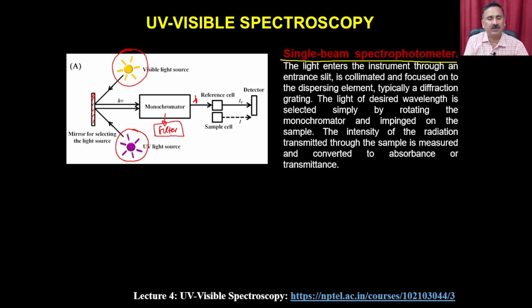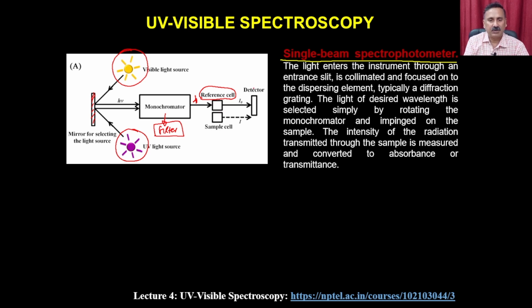The monochromator could be of different types. It could be a diffraction grating, it could be a prism, it could be anything. And then the light interacts with the reference cell. So in a single beam spectrophotometer, you are going to have only one slot to keep the cuvette, okay?